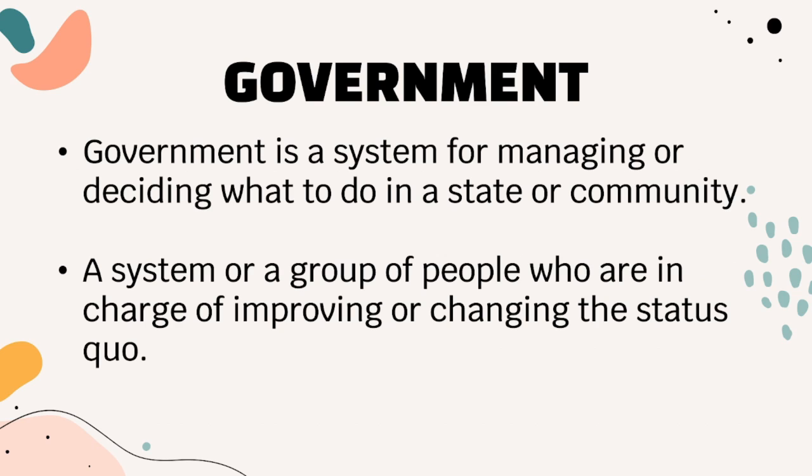And among these three components, we have here the government. So government is a system for managing or deciding what to do in a state or community. And it is a system or a group of people who are in charge of improving or changing the status quo. So this organization is responsible for the legal system in a community. They have power in changing the political or the economical states of the society.